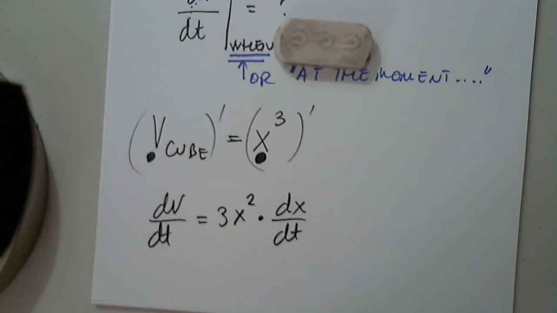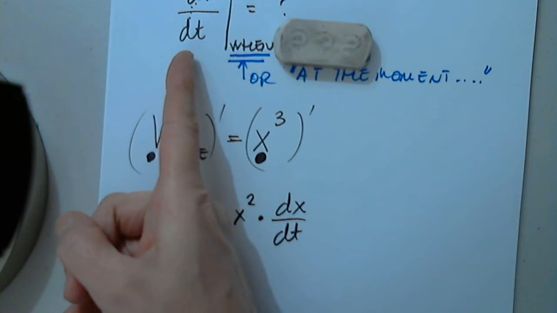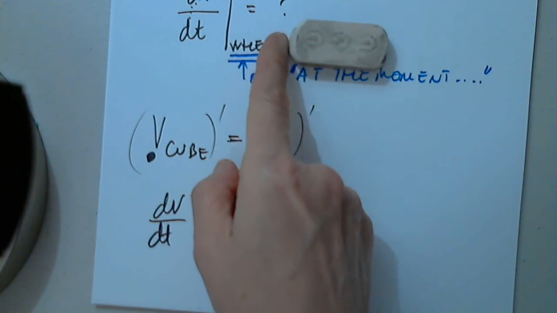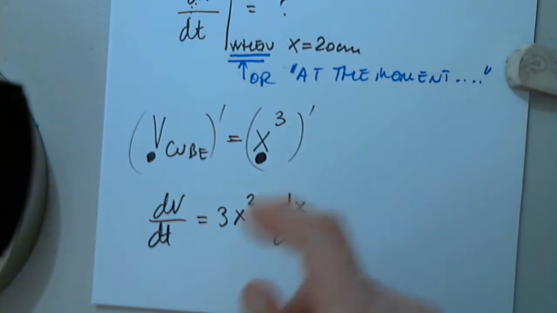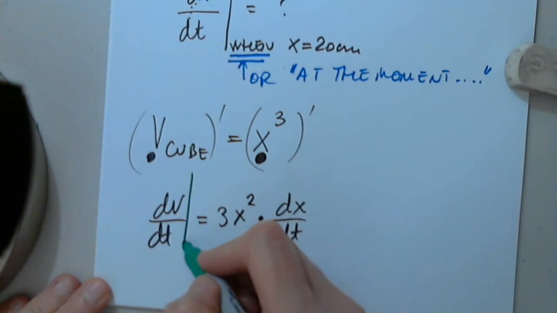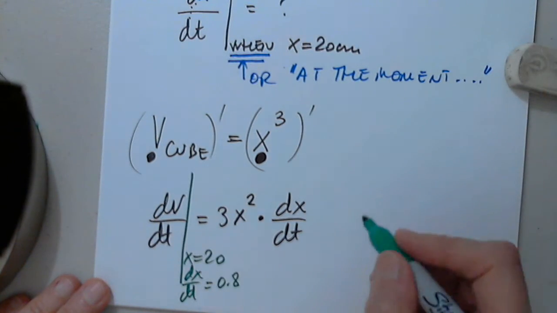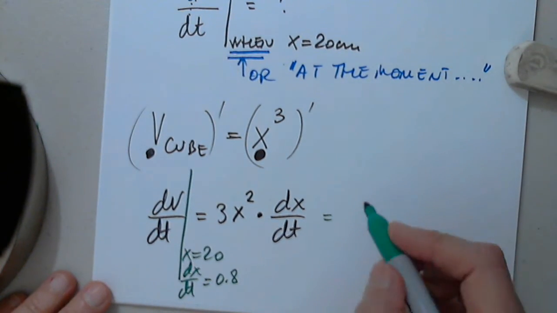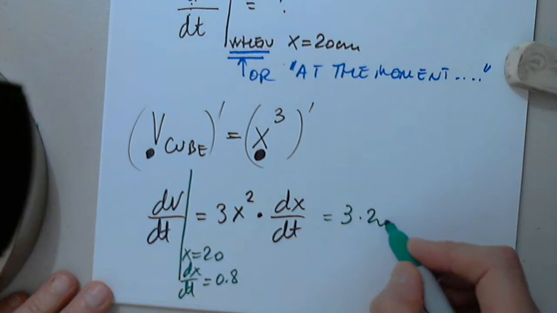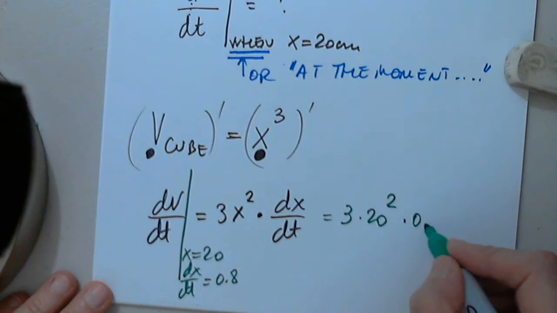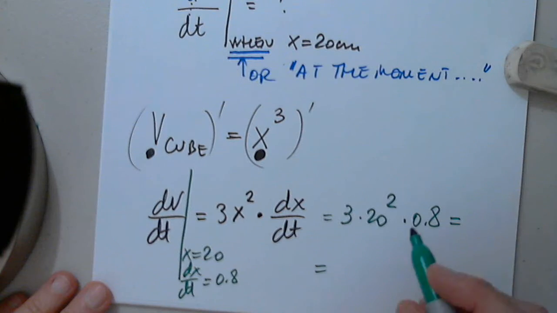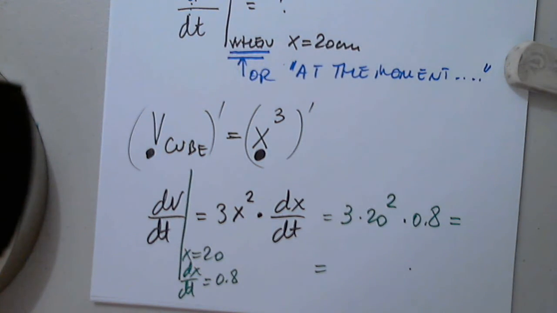Okay, so now this is what I'm asked to find. And now I can uncover the when. When what? When x is 20 and dx over dt is 0.8. Piece of cake. So 3 times 20 squared times 0.8. And this is it. We'll get the number. What is the measurement unit, please?